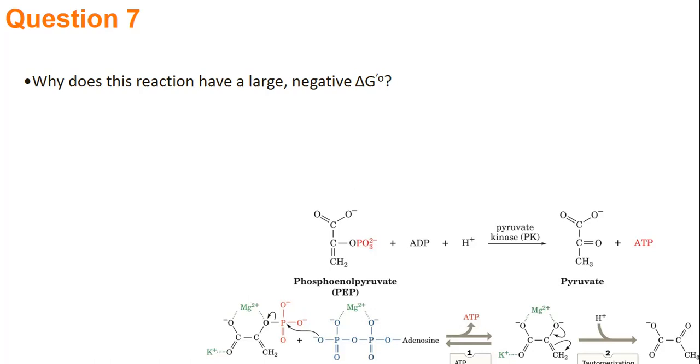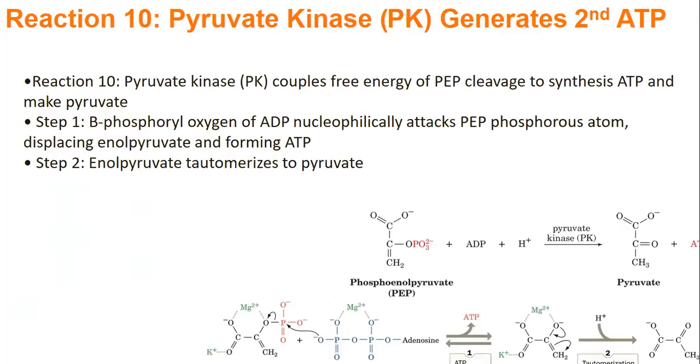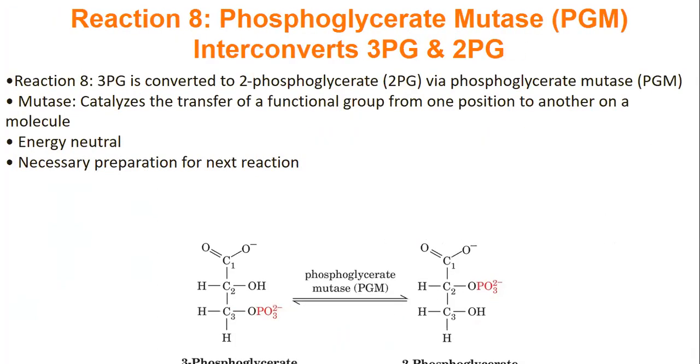How to differentiate between an isomerase and a mutase? That's a really good question. For mutases, usually what we see is that our chiral center doesn't change and we're just moving a group around. Like for here, carbon two and three are chiral, but we're not really changing that. We're just moving this phosphate around.